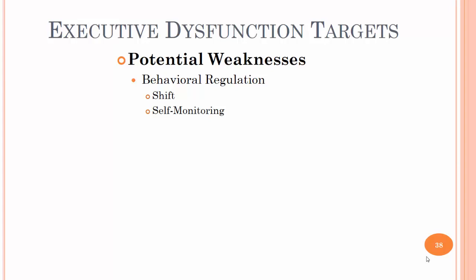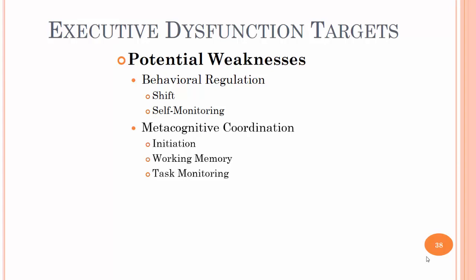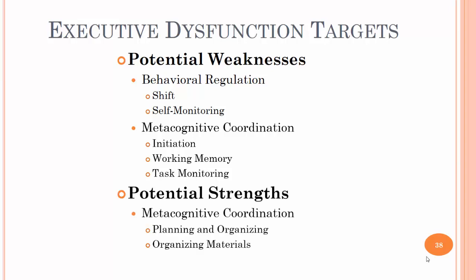Well, there are some that have to do with her potential weaknesses in terms of behavioral regulation, having to do with her ability to shift and self-monitor. We've also got some potential problems in terms of metacognitive coordination, having to do with her ability to initiate tasks, her working memory, and her task monitoring. But we've also got some potential strengths that we've identified that we need to take a closer look at. We have two strengths that have to do with metacognitive coordination: her ability to plan and organize tasks, and her ability to maintain organization of materials.